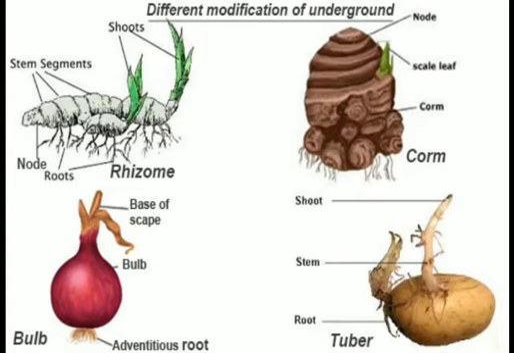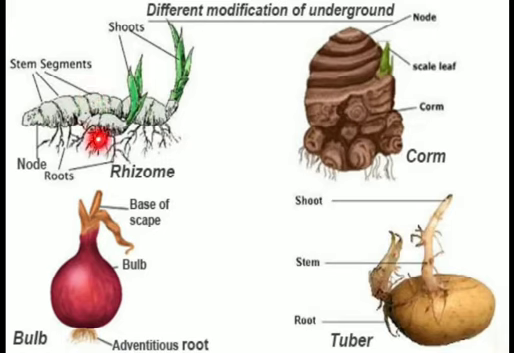The stem is identified by the presence of nodes and internodes. In any structure, when you see the presence of nodes and internodes, it tells you that this is a stem. So the first underground modification is the rhizome. The example is ginger. Here you can see the nodes, these ring-like structures which are present on the ginger. These represent the nodes, and the areas in between are called the internodes or the stem segments.